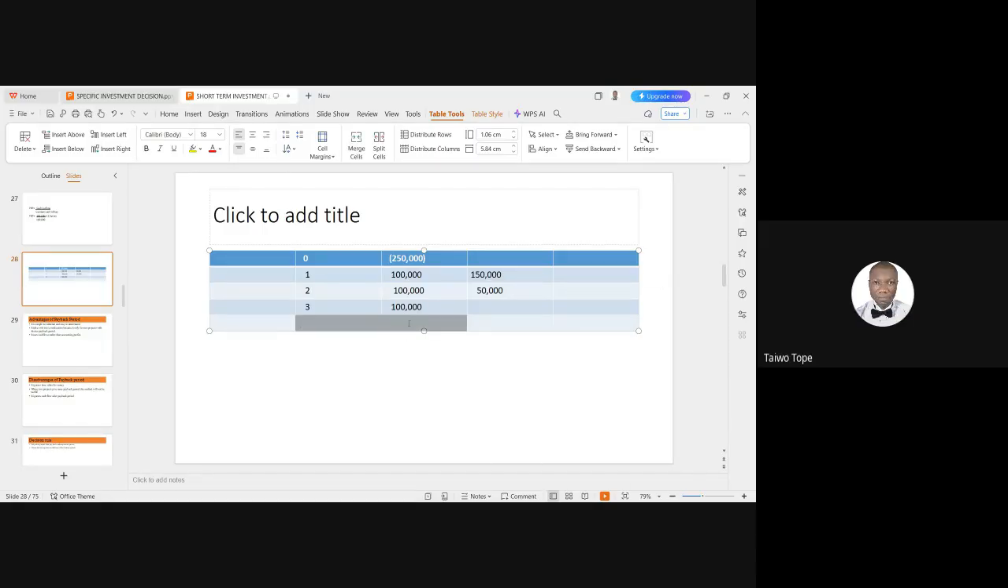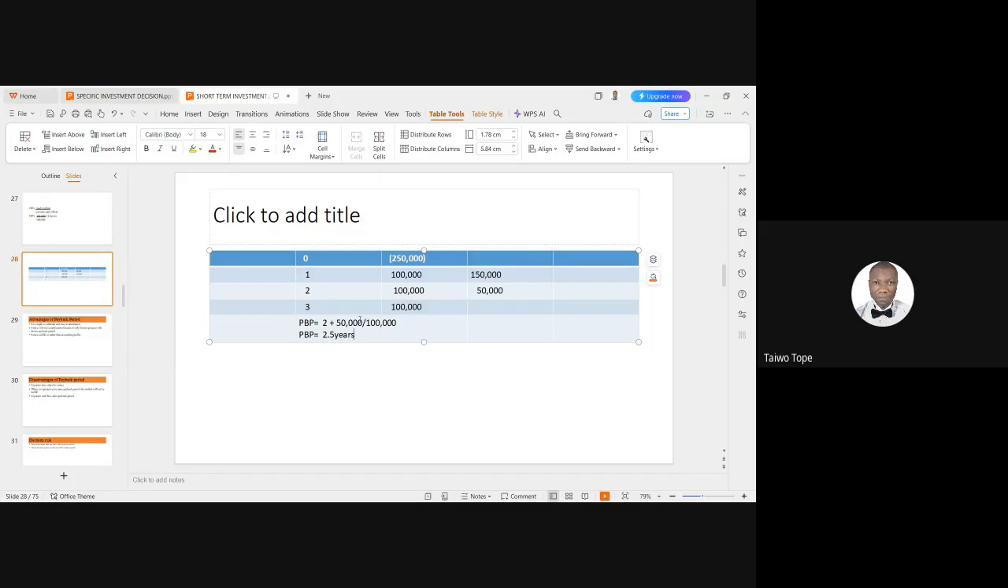So now the payback period will be what? We've already recovered 200,000 within 2 years, right? So it will be 2 years plus 50 divided by 100. And this will give you 0.5. So the payback period will be 2.5 years. Is this clear, sir?